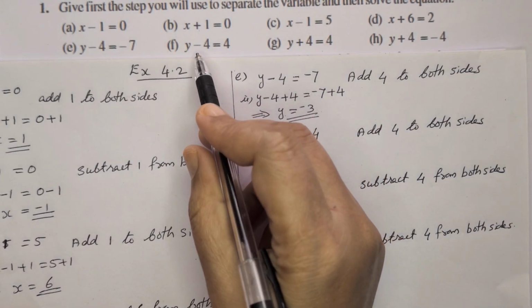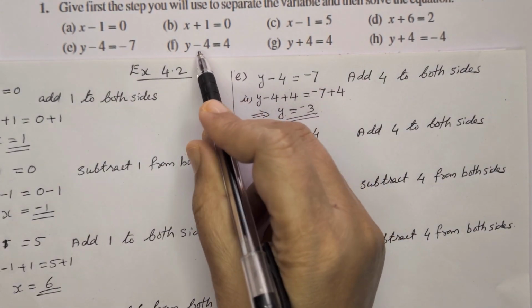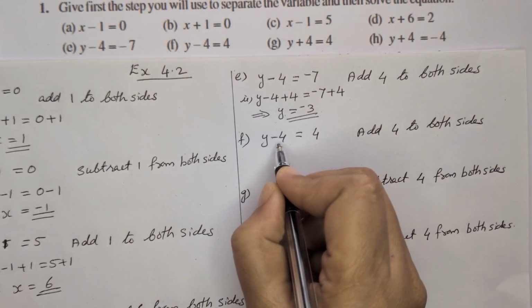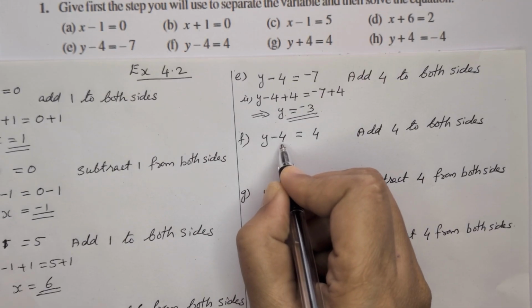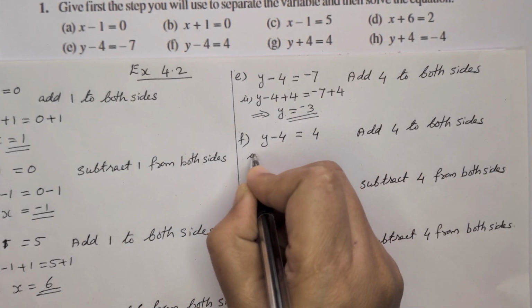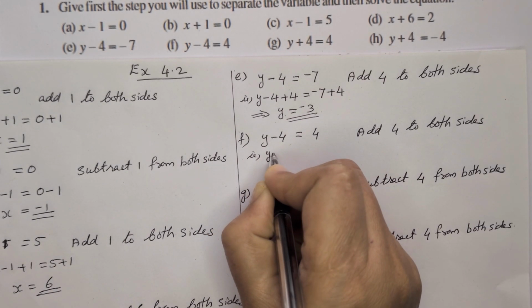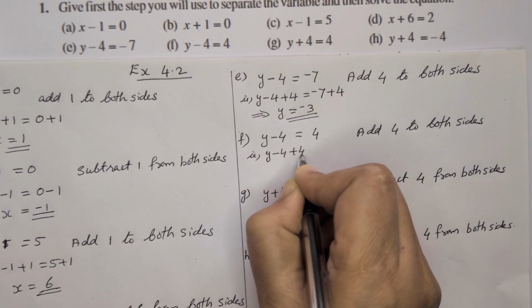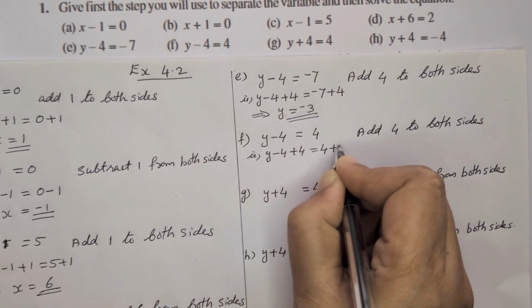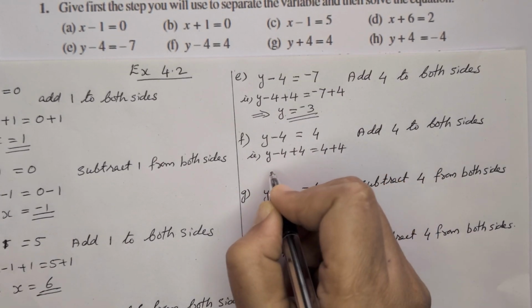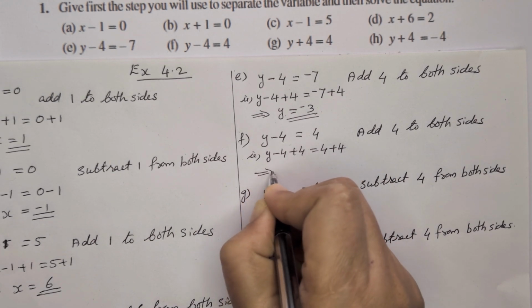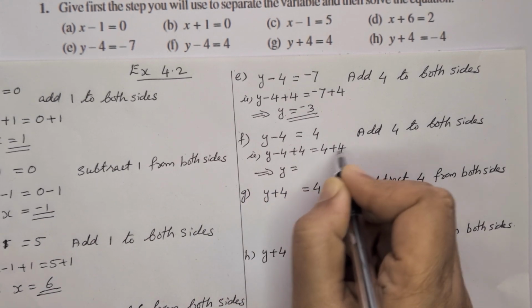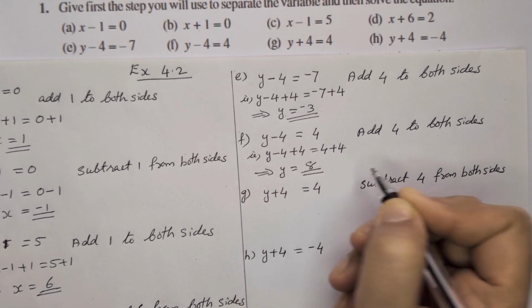Next, F. y minus 4 is equal to 4. Here minus 4. So again same way we have to add 4 on both sides. Minus 4 and plus 4 will cancel. y is equal to 4 plus 4, 8.